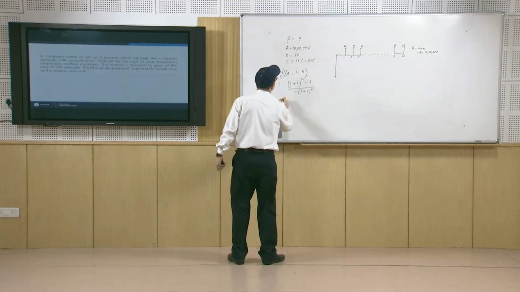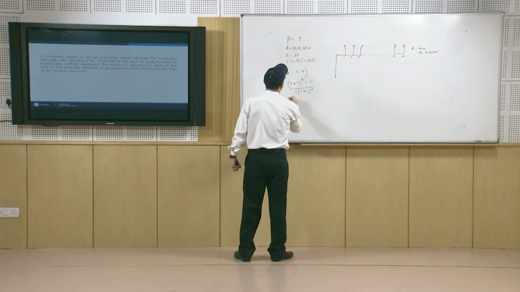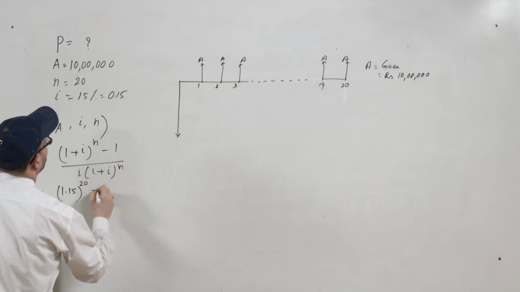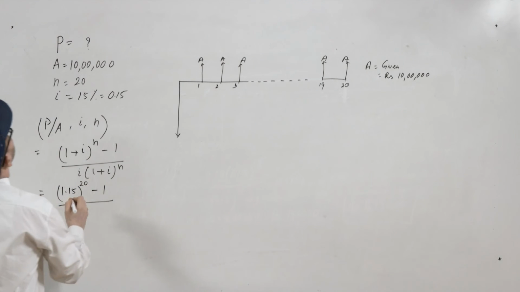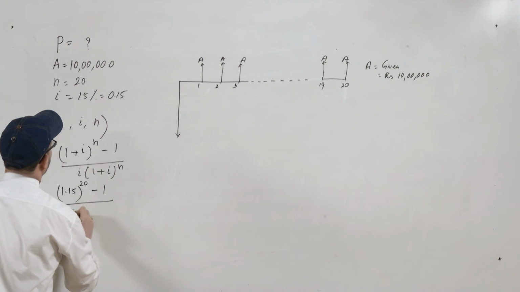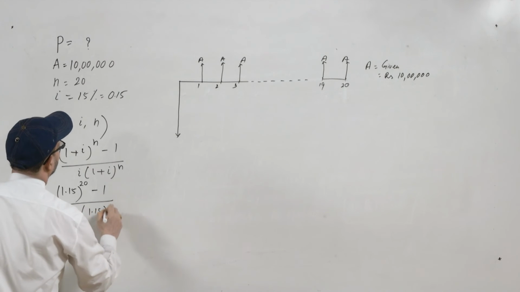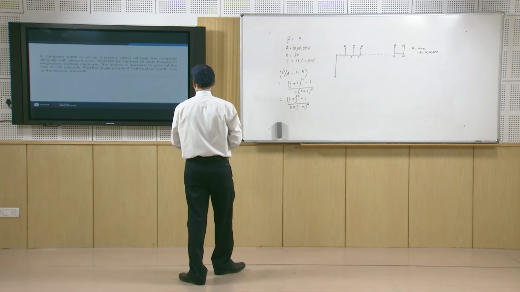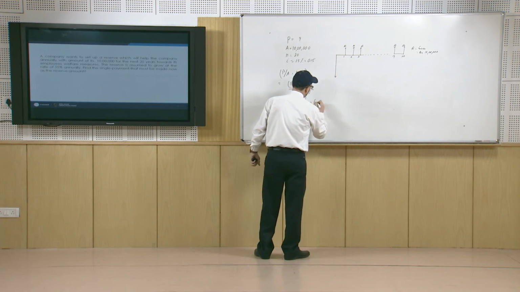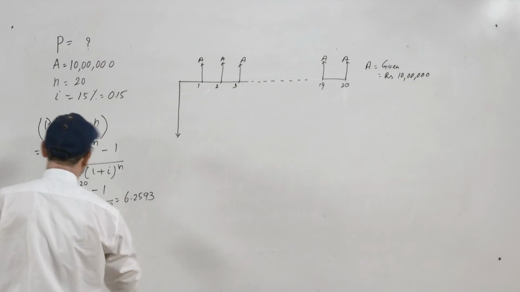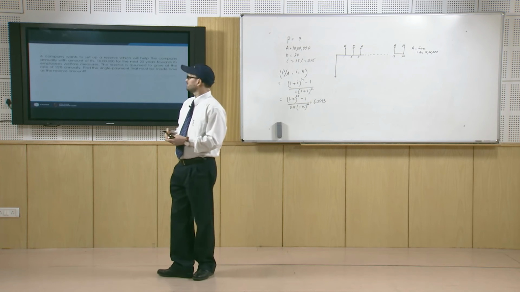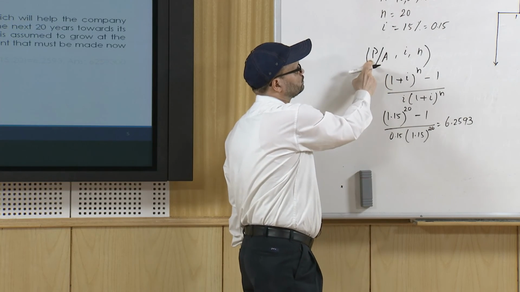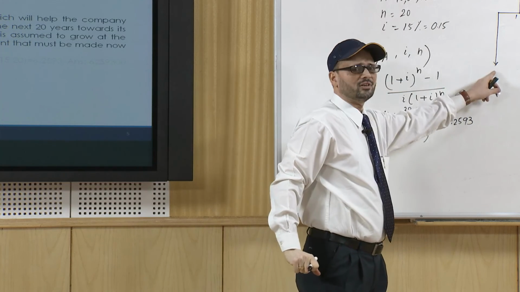So, this will be 1.15 raised to the power 20 minus 1 divided by 0.15 into 1.15 raised to the power 20. And this factor is coming as 6.2593. Now, this is a factor which when multiplied with A gives you the present amount which the company should invest.